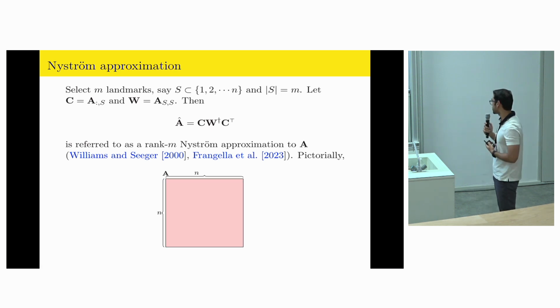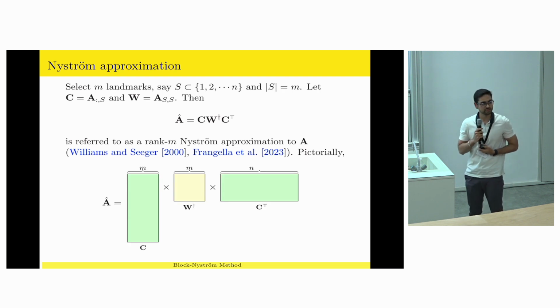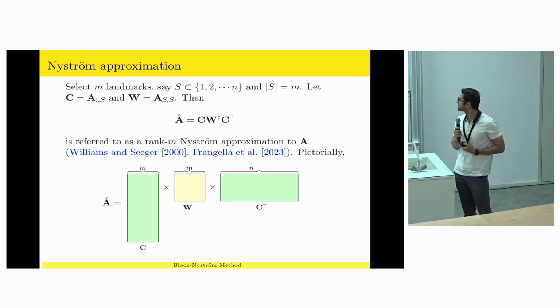And we can visualize this as well. Suppose this square is representing A. These are the landmarks that we have sampled. And the Nystrom approximation can be visualized with this factorization.